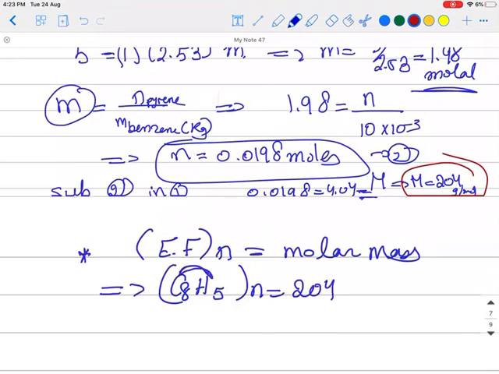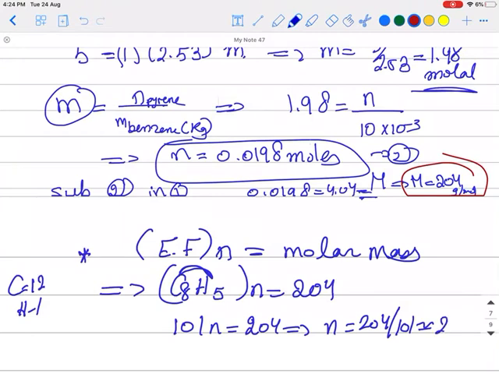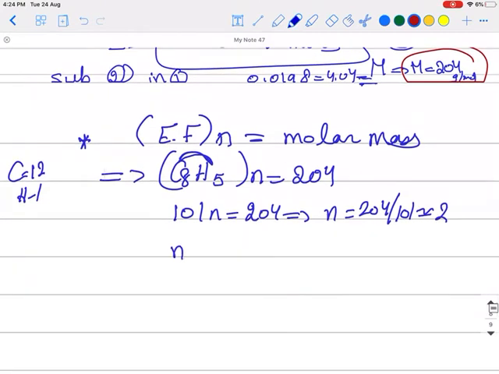Now the molar mass of C8H5, after calculating it by adding the atomic masses, knowing that carbon is 12 and hydrogen is 1, is equal to 101. So 101 times N equals 204, which means N equals 204 over 101, approximately 2. This number that I found, I will multiply by the subscripts of the empirical formula to get the molecular formula.